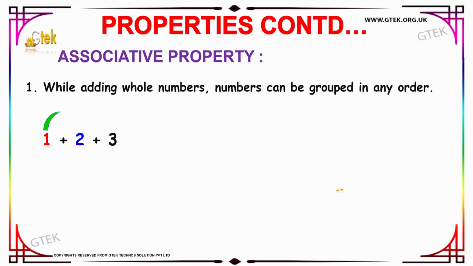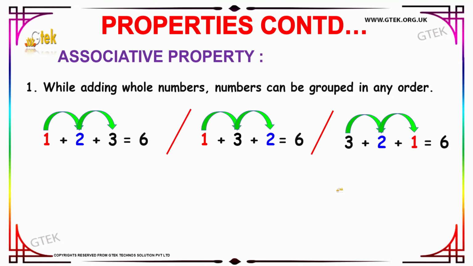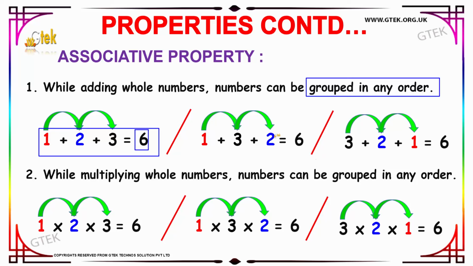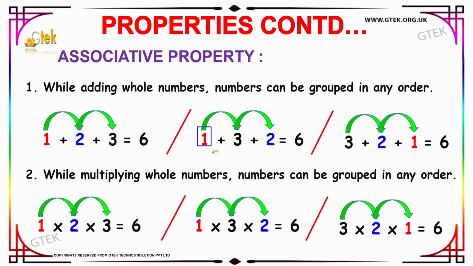Moving on, we have the associative property. In associative property, while adding the whole numbers, a number can be grouped in any order. 1 plus 2 plus 3 is nothing but 6. Your result is 6 on adding 1, 2 and 3. In associative property, your numbers can be grouped in any order. So now, if we change the order in which we add, 1 plus 3 plus 2 is 4 plus 2, which is 6.